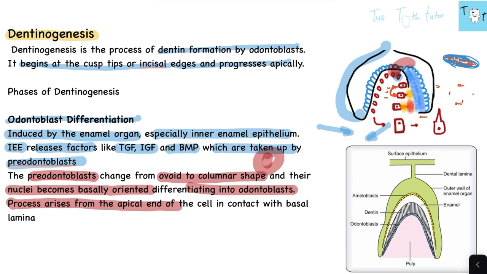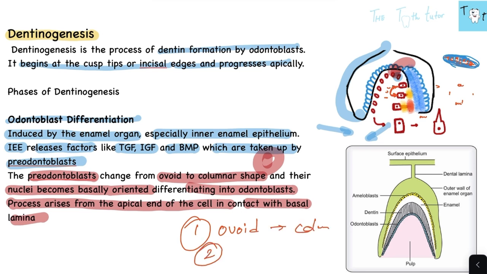Processes arise from the apical end of the cell in contact with the basal lamina. So I told you all of this. The first step that would happen is that the pre-odontoblasts change their shape from ovoid to columnar. Then they start growing processes, and they have their nuclei shifted basally. Okay, basal nuclei, and then they start growing processes, and then they start laying dentine. Okay, so this is the sequence of odontoblast differentiation.